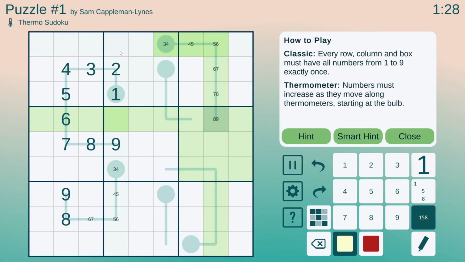Where does 9 go? For those unfamiliar with thermos, it can only go at the end. Because if you try to put it in the middle, say this is a 9, you would need a 10 after it, which doesn't work. Can't put a 9 there.